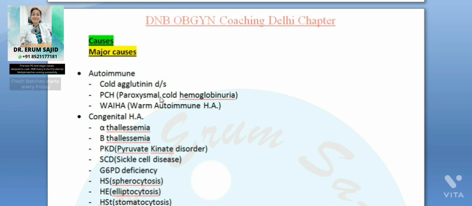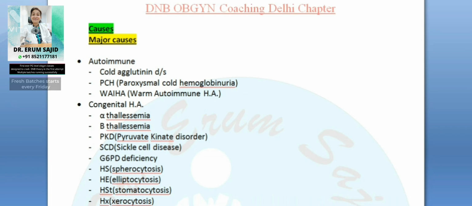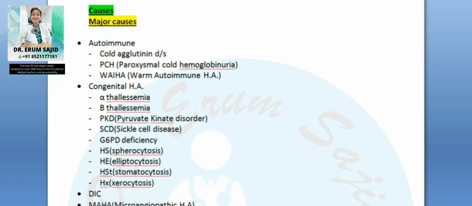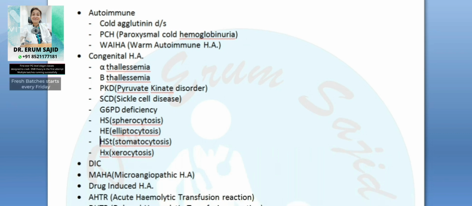These cold antibodies, warm antibodies, of course autoimmune antibodies might just cause destruction of the RBCs, and that is why you have autoimmune causes. Now let's talk about congenital hemolytic anemias, which you should know: alpha thalassemia, beta thalassemia, pyruvate kinase disorder, sickle cell disease, G6PD deficiency, hereditary spherocytosis, elliptocytosis, stomatocytosis. These are the causes of congenital hemolytic anemias. You should know that. And of course, xerocytosis. Then amongst the acquired few, you have like DIC.